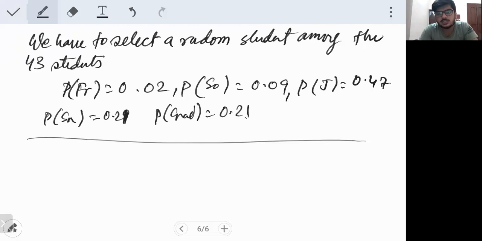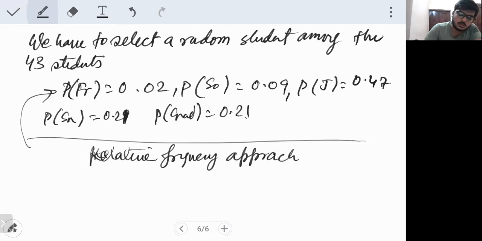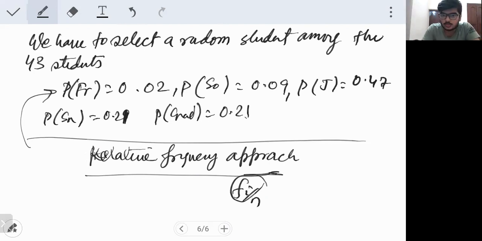Usually, the relative frequency approach is to assign the probability to each event, and that we have assigned. What is the relative frequency approach? It is fi upon n, where we have the frequencies 1, 4, 29, 9, right? So we divide by n and we define it as a probability. Simple. We have studied the relative frequency approach.